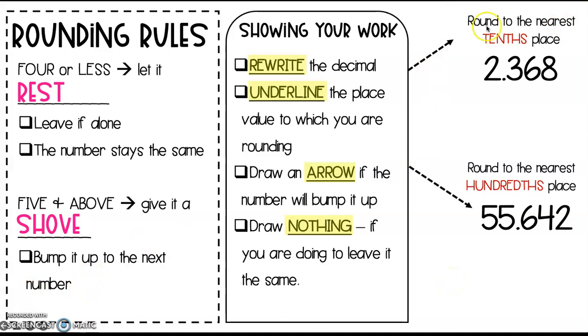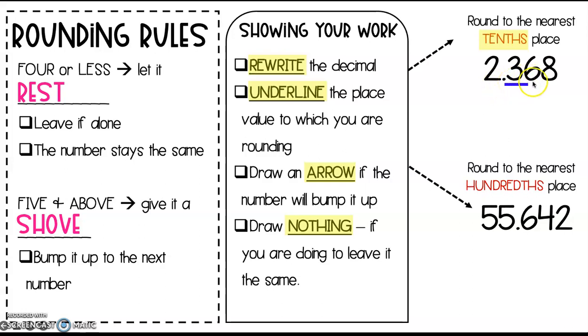Let's take a look at round to the nearest tenths place. I have 2.368. If it wasn't already written for me, I would write that number down. Okay, and I'm going to underline the number that's in the tenths place. So I see that one place past the decimal is my tenths place. So this is the 3, so I'm going to underline that. And I know that this number is either going to be a 2.3 if it's going to stay the same, or a 2.4 if I'm going to bump it up.